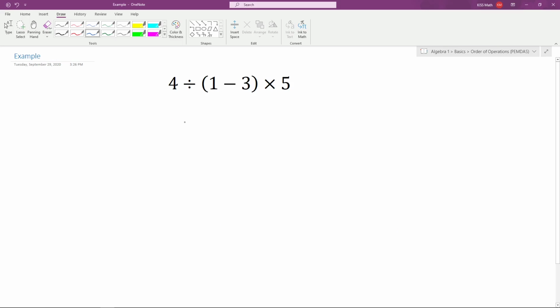So here's an example. We have 4 divided by parentheses 1 minus 3, times 5. So we know that the parentheses come first. So we'll have 4 divided by 1 minus 3, which is negative 2, times 5. And division and multiplication are at the same level, so you can do either one of those first. So we'll just go left to right here. And 4 divided by a negative 2, that's a negative 2, times 5, and we'll end up at negative 10.